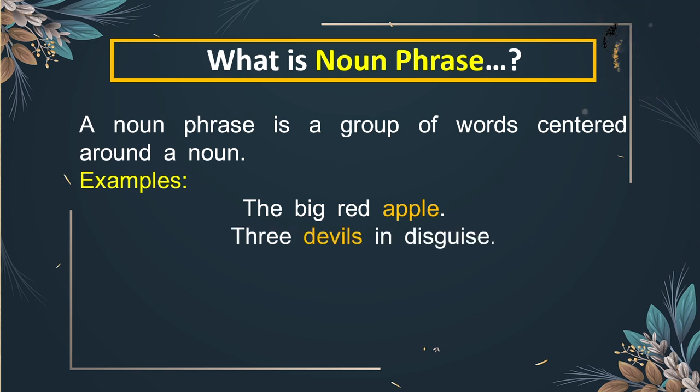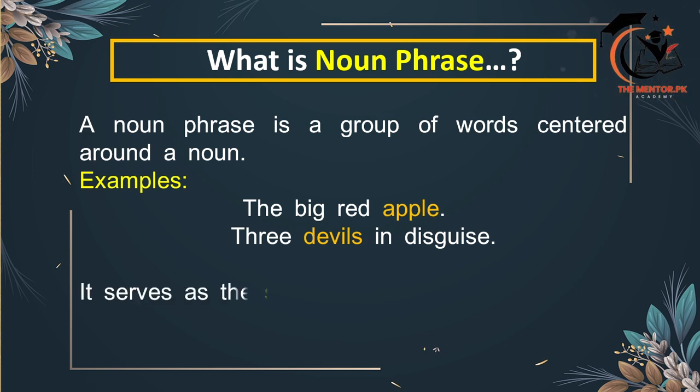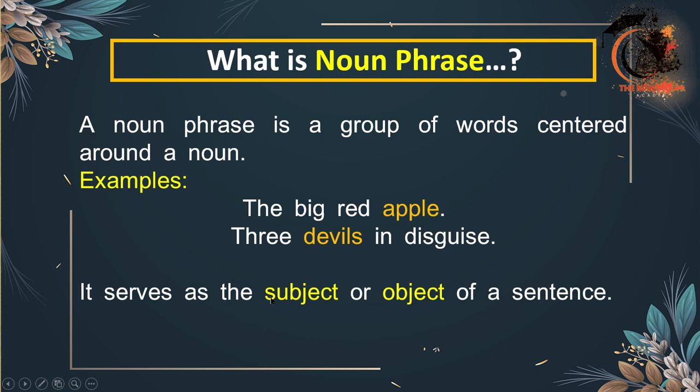In the second sentence, three devils in a disguise. Now in this case, devils is a noun and it is surrounded by these words. These two are the example of a noun phrase. A noun phrase serves as a subject or object of a sentence.